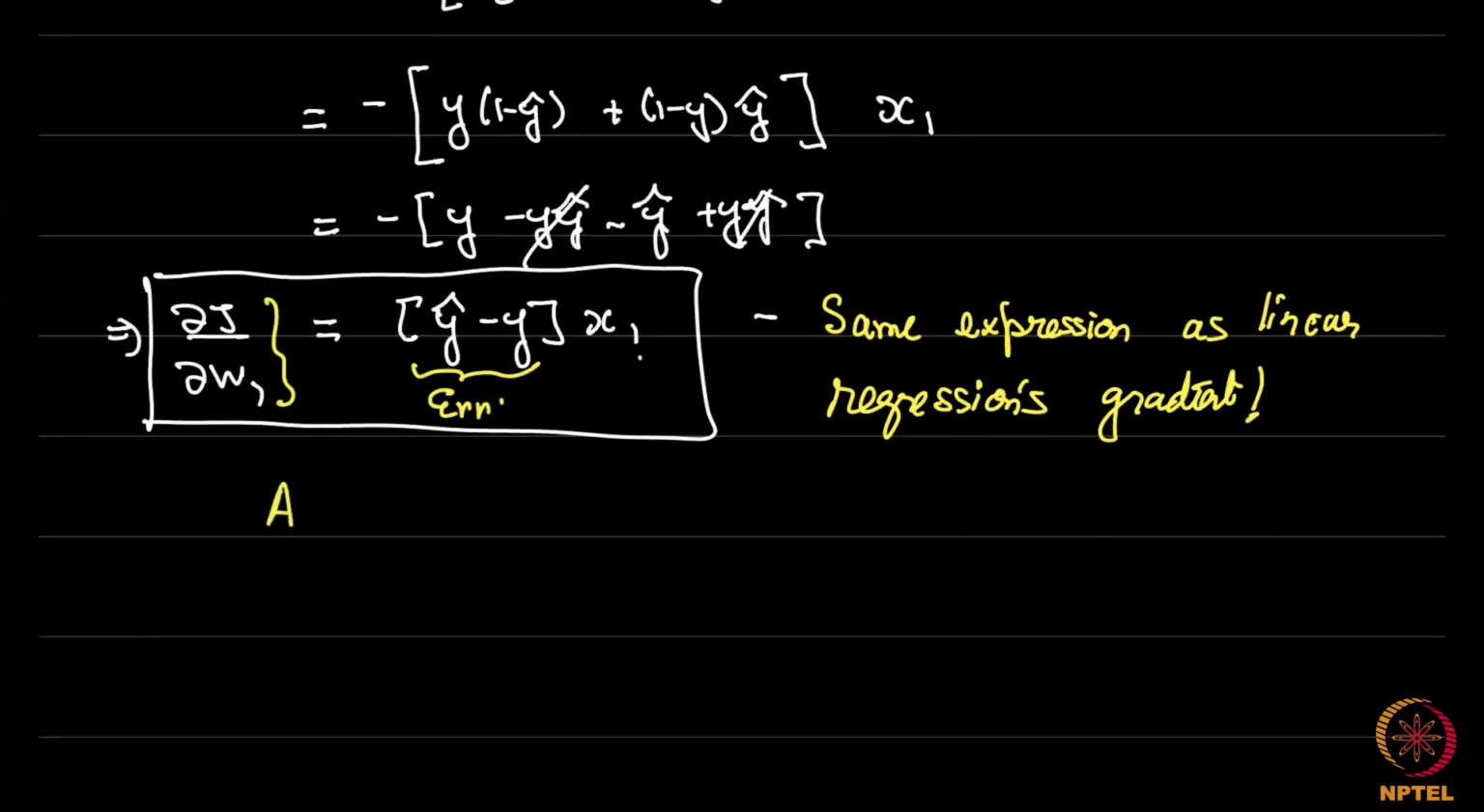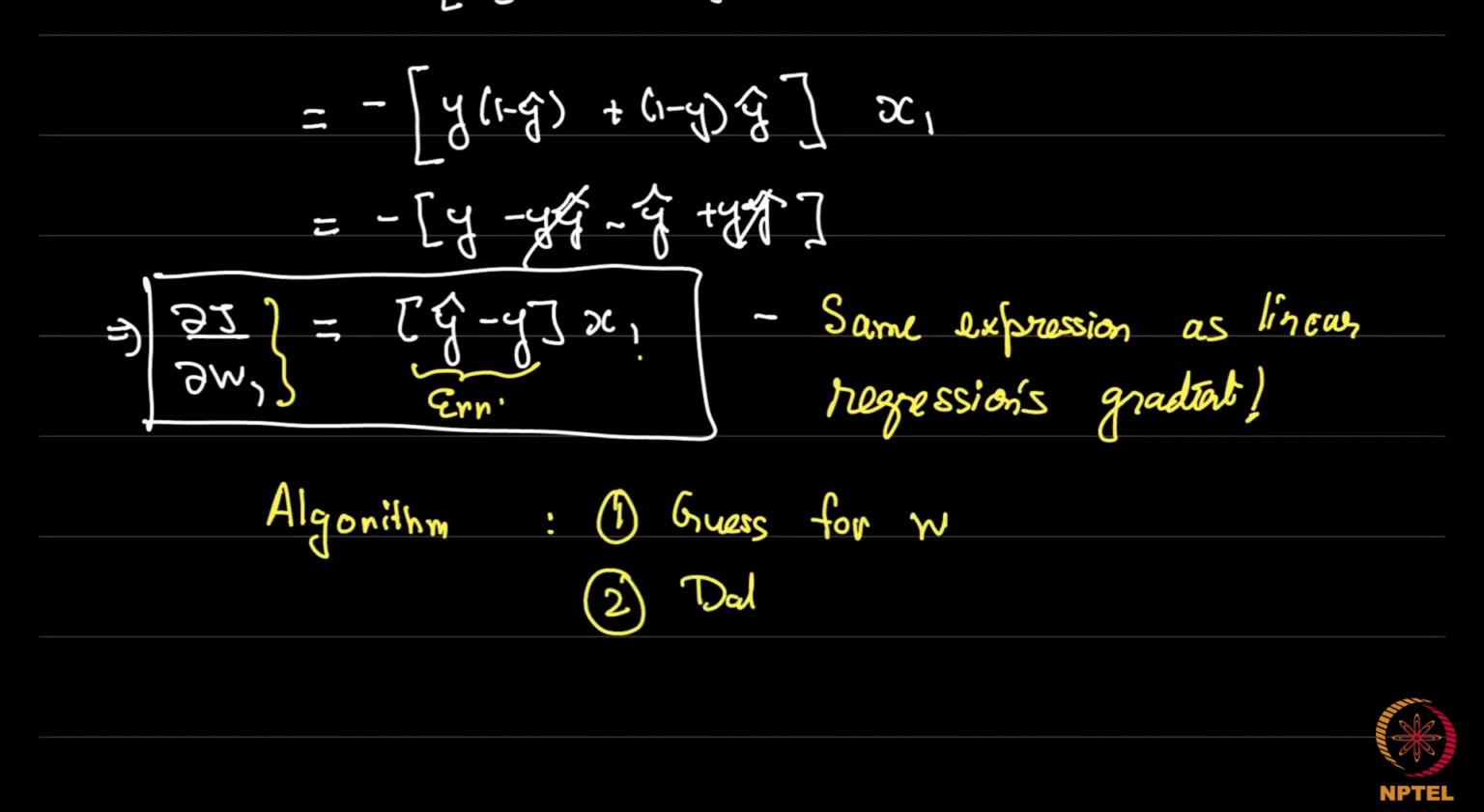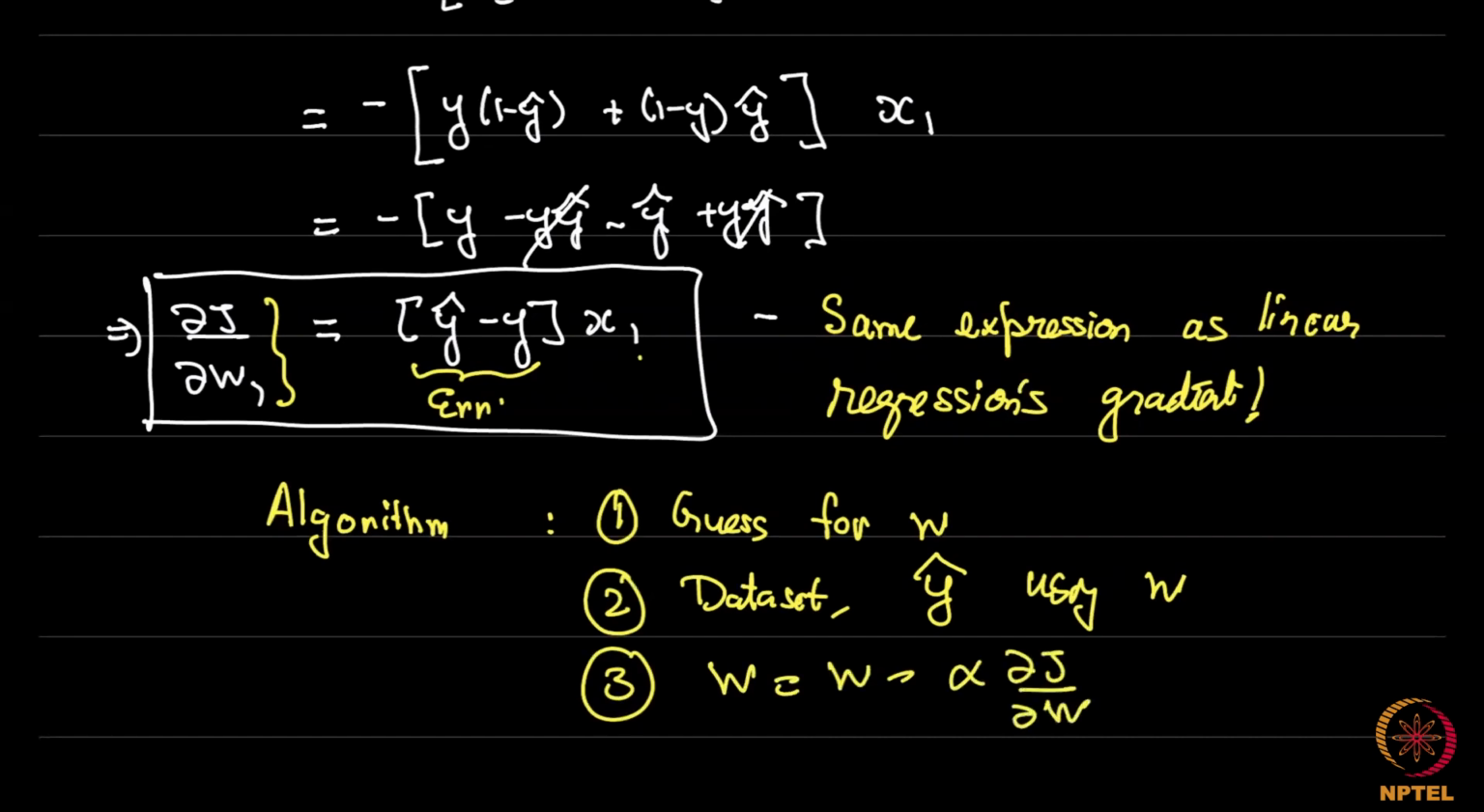Our algorithm is very simple in order to use logistic regression. Guess for W is the first guess. Then for the data set, let's say we are doing a batch gradient descent, then just calculate y hat using w. Then update w equal to w minus alpha times del j del w, where the gradient del j del any of the w's, wj, is simply sigma of y hat minus y into xj. So this is very, very similar. In fact, it is identical to what we did with linear regression. So where was linear regression different? The difference was finding this y hat. Y hat does not have a sigmoid in linear regression, whereas it has a sigmoid as far as logistic regression is concerned.